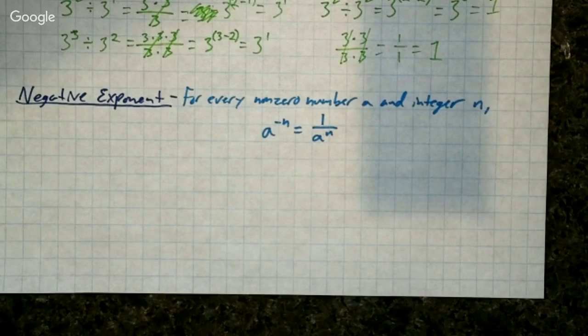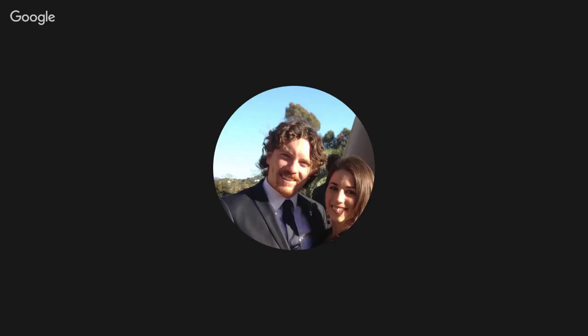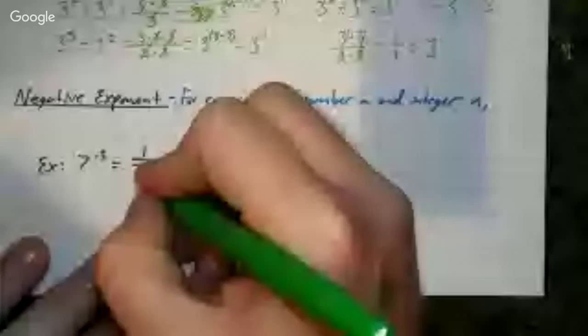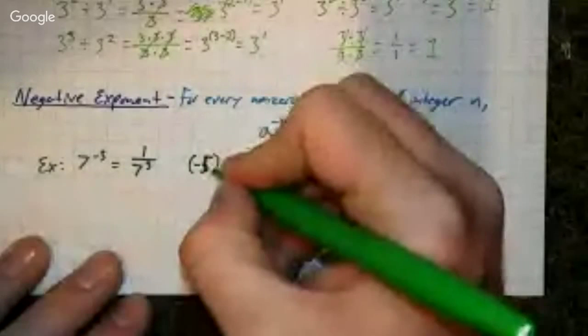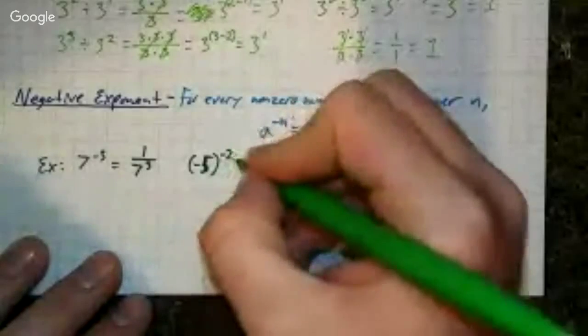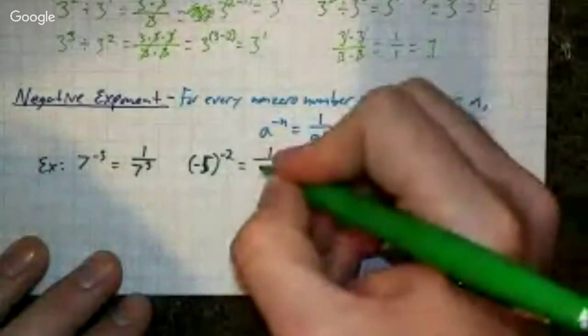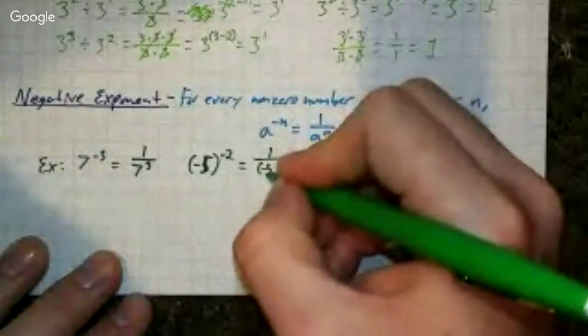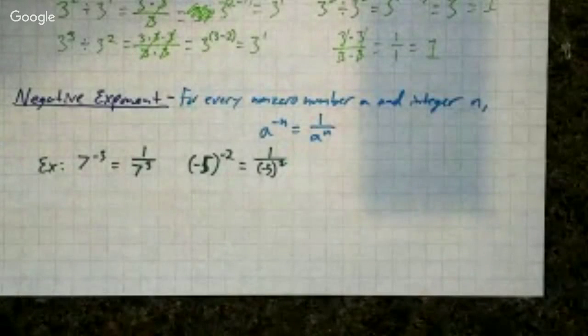So for example, let's go ahead and get a couple examples. Write that as 1 over 7 to the power of 3. Same thing if we had something like negative 5 to the power of negative 2, it would be the same thing as saying 1 over negative 5 to the power of positive 2. It's a way to remember it.